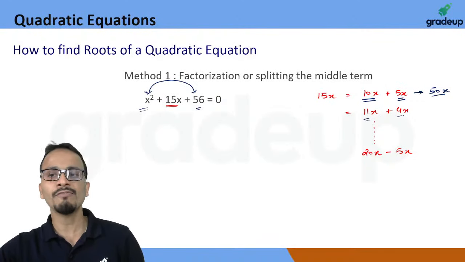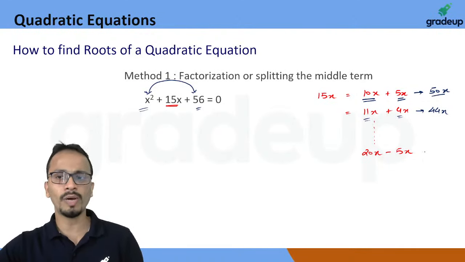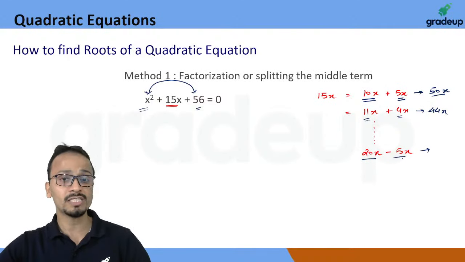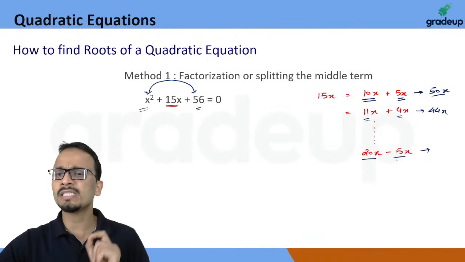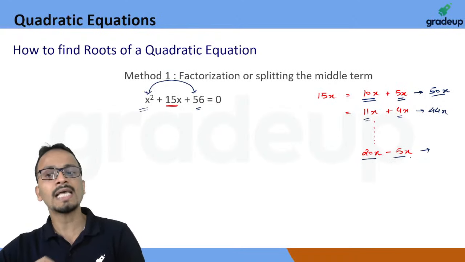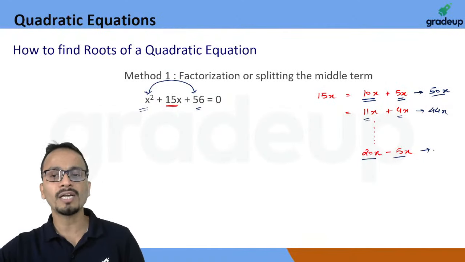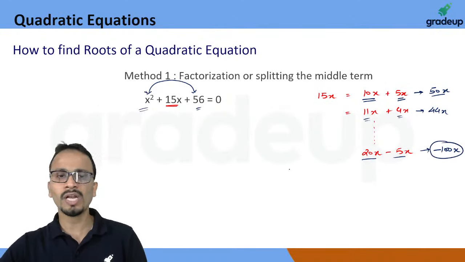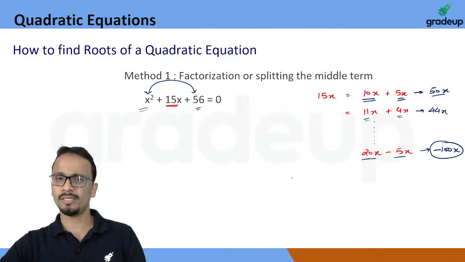Similarly, 11x and 4x, the product here is 44x squared. Again, I don't require this. In this case, 20x and minus 5x. My dear friends, you need to take care about the signs. So 20x and minus 5x, what is the product here? The product here is minus 100x squared. Again, I don't require this.